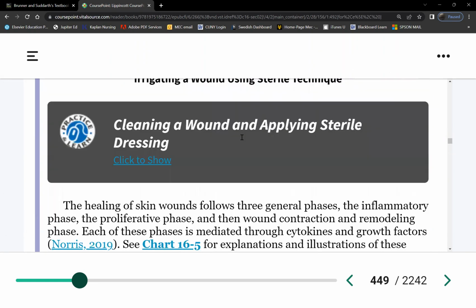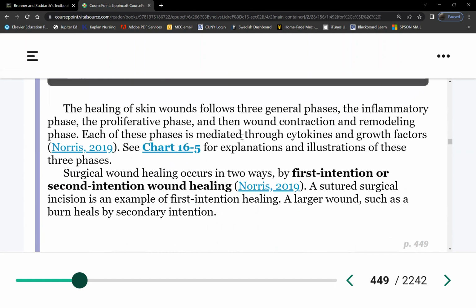Okay, let's go to incision now. What kind of wounds are surgical incisions? First intention or secondary intention? Primary, or first intention, because you intended to make it. You did it on purpose.